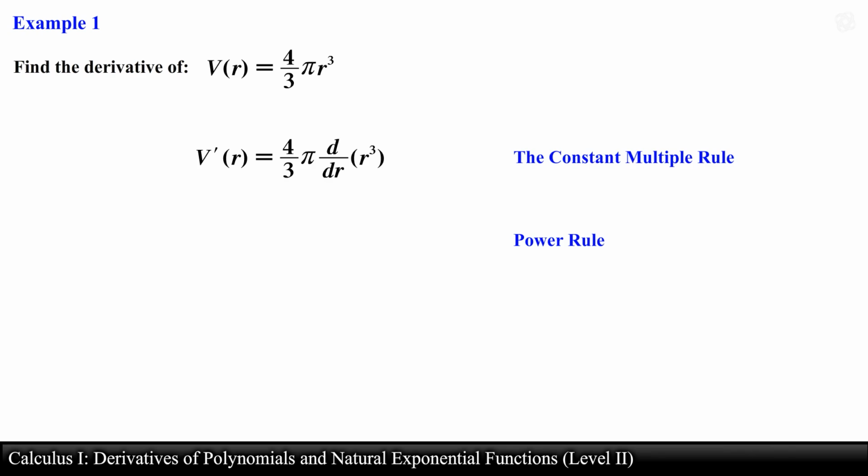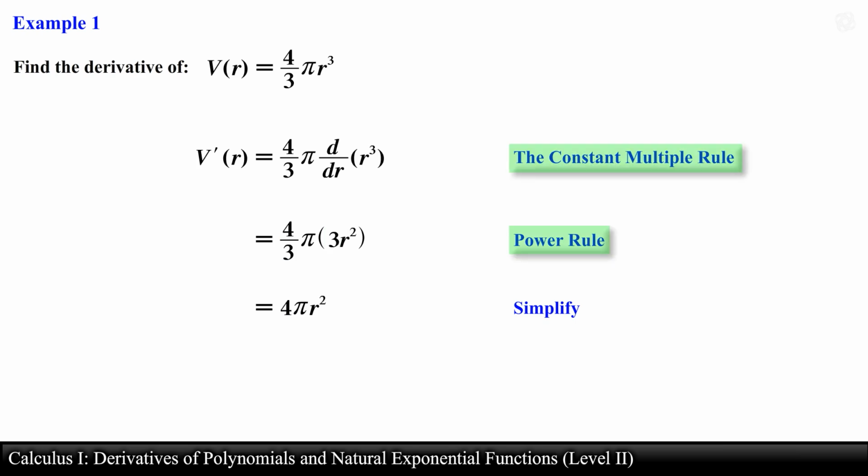We first apply the constant multiple rule by separating the constant and multiplying it by the derivative of r cubed. Now, in order to find the derivative of r cubed, we need to use the power rule. Applying the power rule results in the following expression, 3r squared. Now it is just a matter of simplifying the expression. In this case, the 3's cancel out, resulting in the final answer equal to 4 pi r squared. Notice that in this example, we had to use two distinct rules. In this case, the constant multiple rule and the power rule.